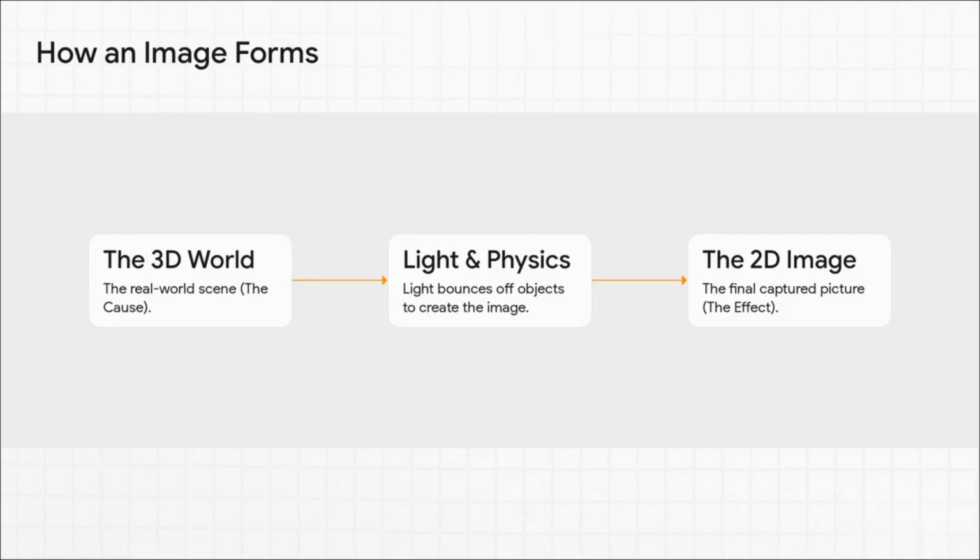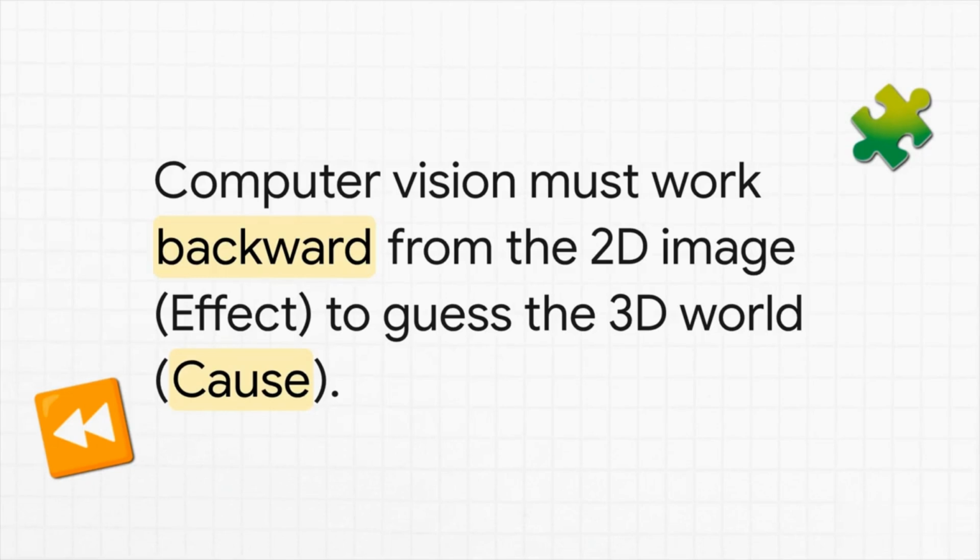I mean, in the real world, the process is pretty straightforward, right? You've got a 3D scene. That's the cause. Then light bounces off everything according to the laws of physics. That light enters a camera lens and creates a 2D image, the effect. Simple enough. We can call that the forward process. But computer vision has to do the complete opposite. It starts with just that 2D image, the effect, and has to somehow reverse engineer the 3D cause. It is a massive, massive puzzle with tons of missing pieces and a whole lot of uncertainty.